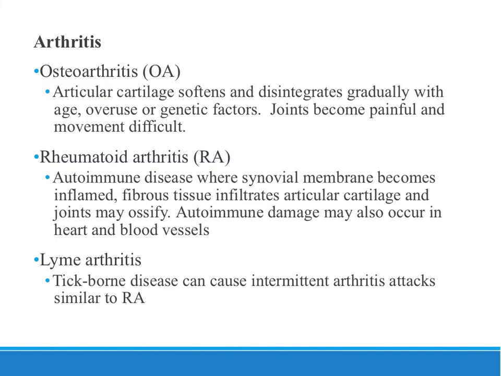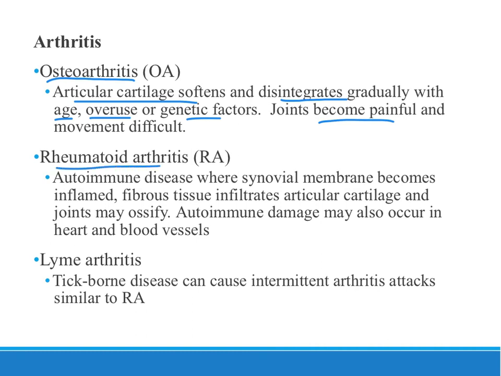Probably the most common joint disorder over time is arthritis. Osteoarthritis is when the articular cartilage softens and disintegrates gradually with time. It typically happens just because of age, but you can also trigger arthritis by overusing a joint because you play a particular sport, or genetic factors can be part of that. So joints will become painful as bone pushes on bone instead of having that slippery cartilage to lubricate it, which makes movement more difficult. However, continuing to move typically helps with arthritis pain.